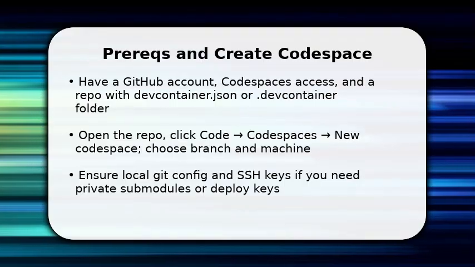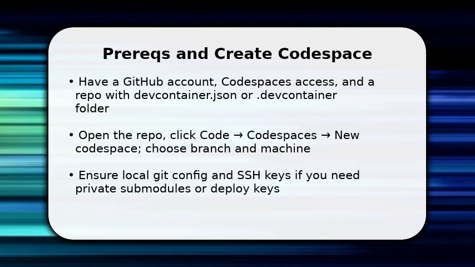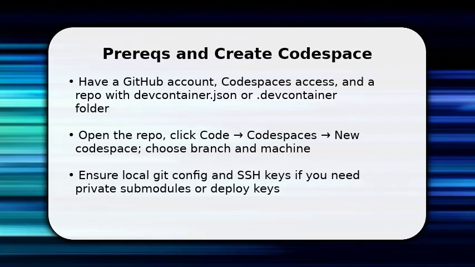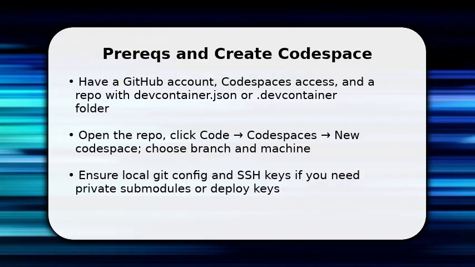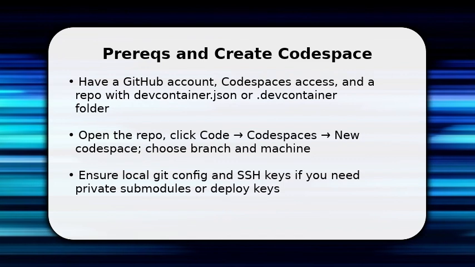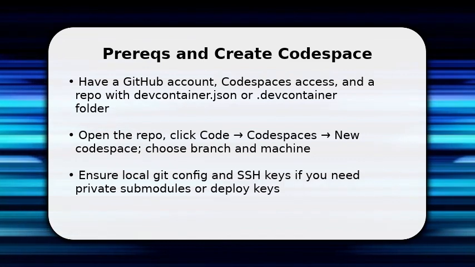You start by verifying prerequisites: an enabled Codespaces plan, a target repo, and a dev container or default environment. Next, open the repository and click Code, then Codespaces and New Codespace. Pick the branch and machine size that matches your workload. While it provisions, check Git config and add SSH keys if you need private submodules or deployment access. This gets the remote container spinning and places you directly into VS Code web or desktop connected to the Codespace.